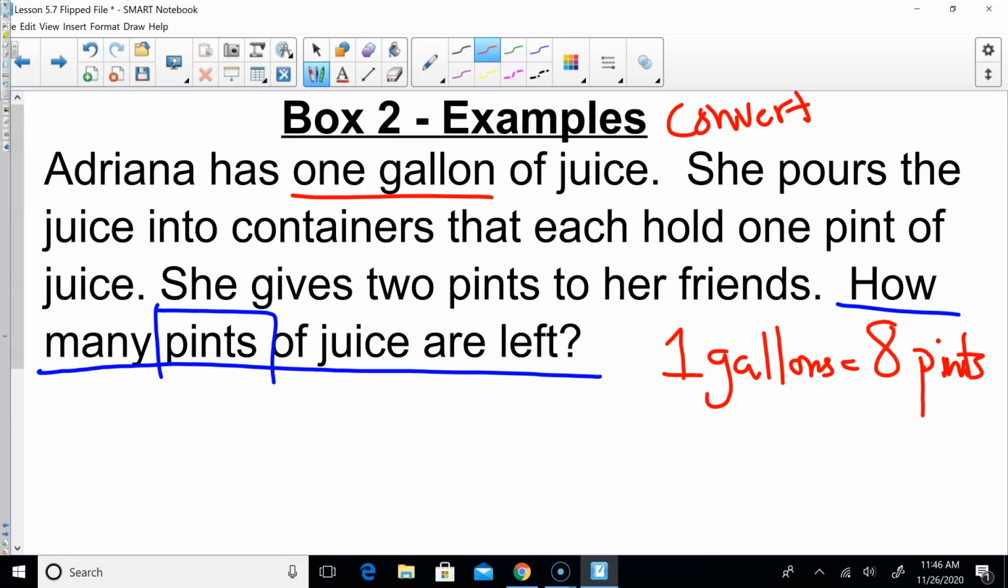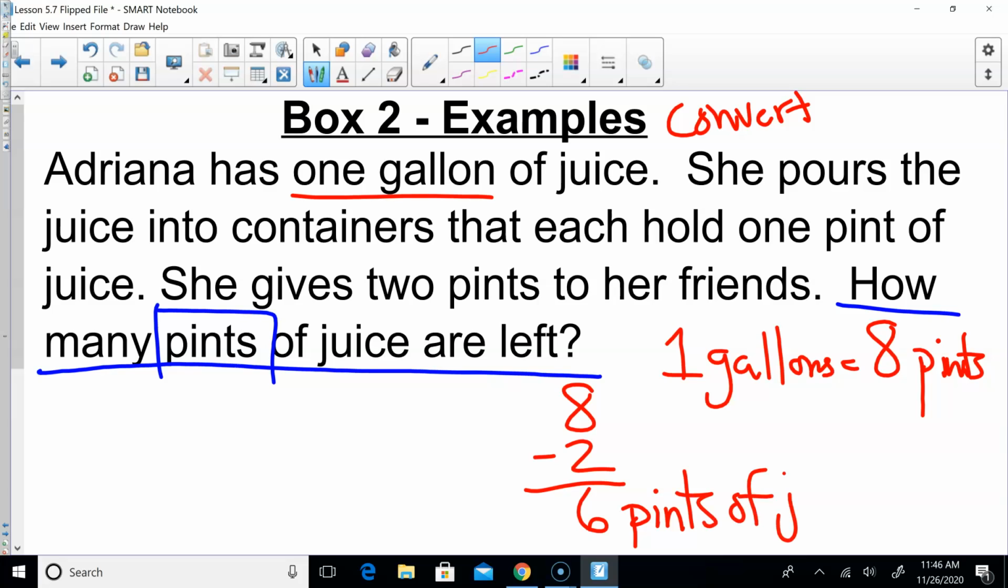So now I have the relationship. She gives 2 pints to her friends. How many pints of juice are left? Well, it looks like 8 minus 2 equals 6. So there would be 6 pints of juice left. So notice this one we had to find the conversion first before we were able to solve. The other one we did find the conversion after we solved. So it all really depends on the problem. If you have to convert, when do you have to do that? So you can pause the video right now, write down this example to help you out in that relationship that can help you as well.